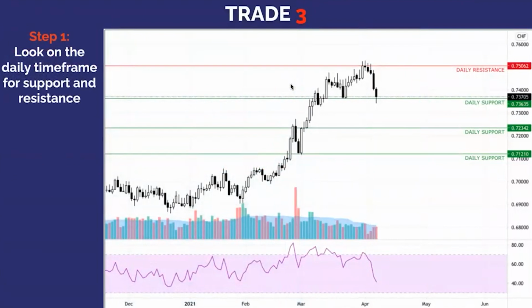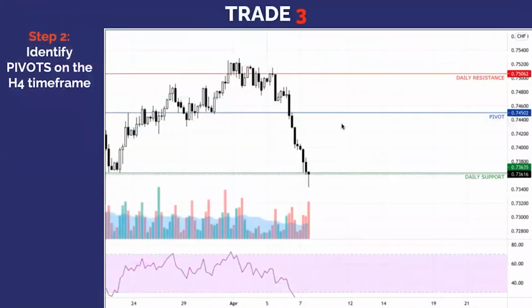Step one. Again, we look at daily resistance, daily support. Where does the price stop moving? Where are going to be our targets and things? We know this by now, so we've got them drawn on. Step number two, we go into the 4-hour chart and we look for pivots. Again, I went for the pivot where I've placed it.